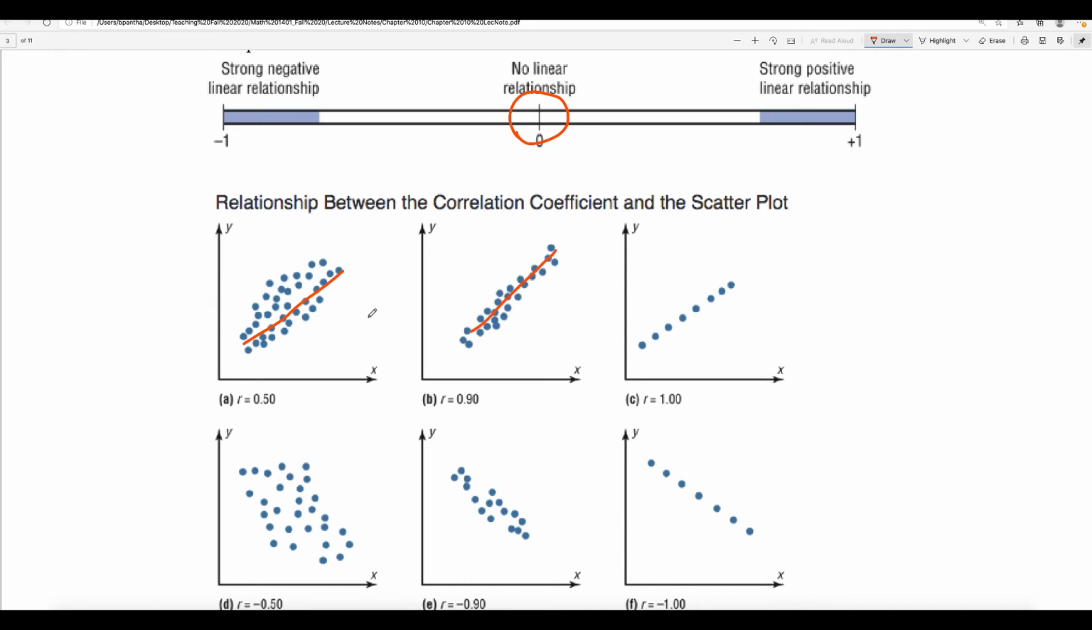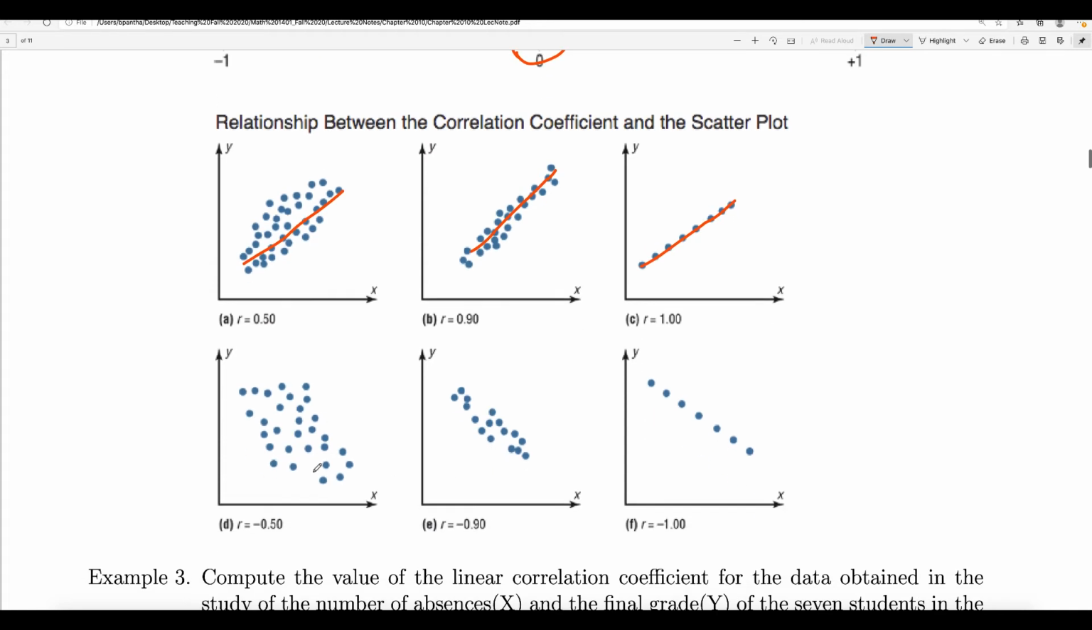If it is positive, you see an increasing trend, an increasing pattern. If the dots are very close to a line, then it is strong. If the dots are perfectly on a line, it is a perfect positive linear relationship, and R equals 1. Similarly, this is weak negative linear, this is strong negative linear, and this is perfectly negative linear. This is how we interpret it.